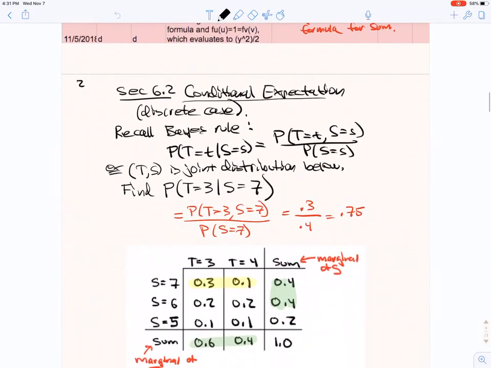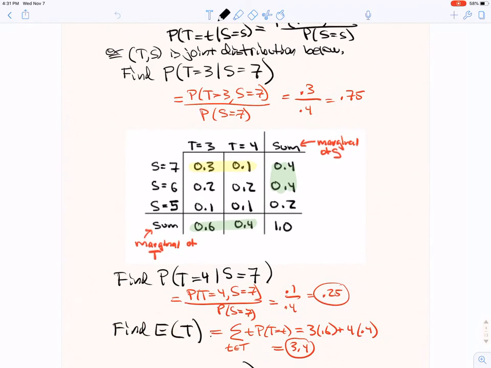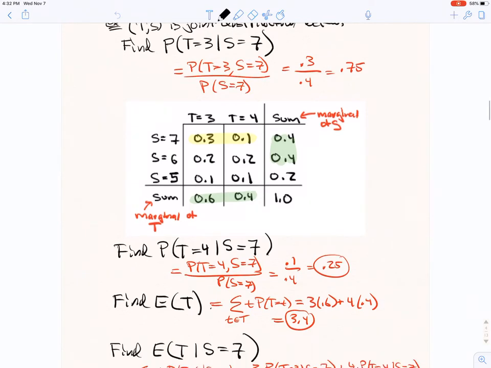Okay, so conditional expectation, remember Bayes' rule. Let's just review how to find the probability that T is 3 given that S is 7, given a joint distribution.